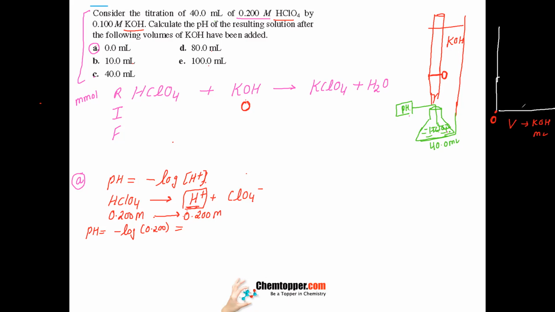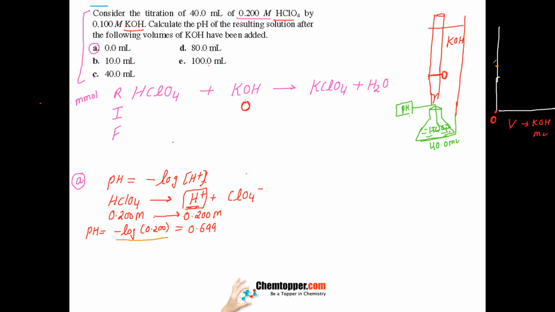How much is that? 0.699. Very good. Only Vinay is doing calculations. All of you can do it. This is nothing new. So where should I put this mark in the titration curve?